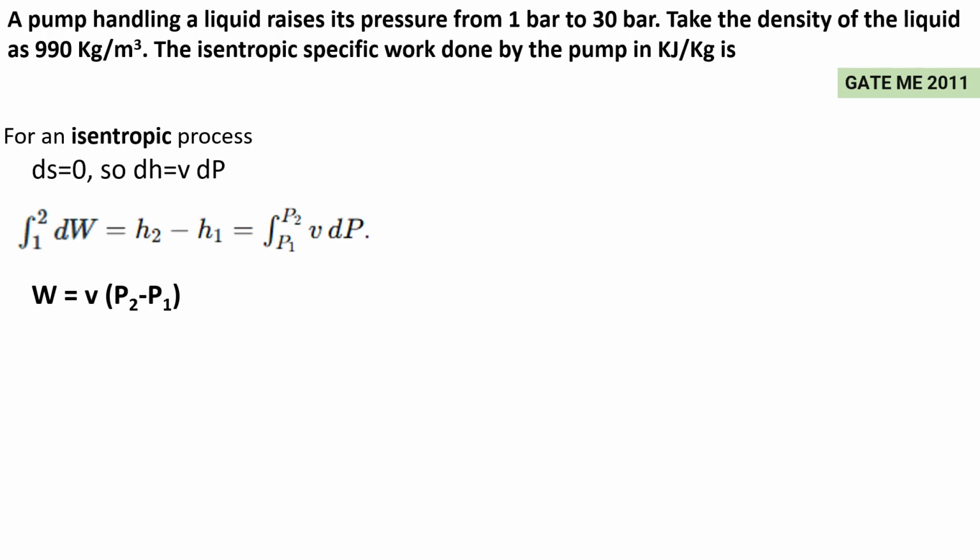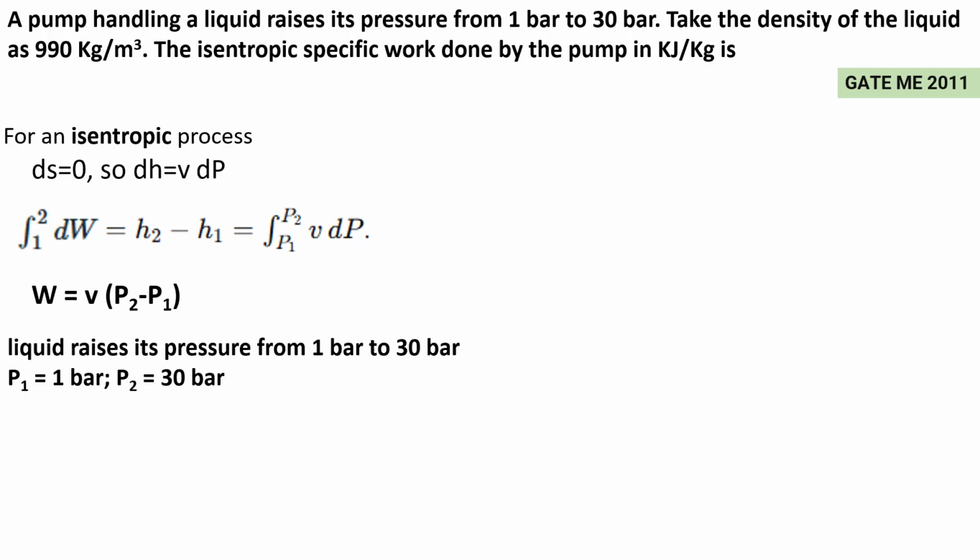We know that in the isentropic process, entropy change is 0, so ds equal to 0. Then dh equal to vdp. Then the work done will become v into p2 minus p1. In the data, pressure rises from 1 bar to 30 bar. Let's consider initial pressure P1 equal to 1 bar and final pressure P2 equal to 30 bar. Also the density of the liquid is given, let's consider rho equal to 990 kg per meter cube.